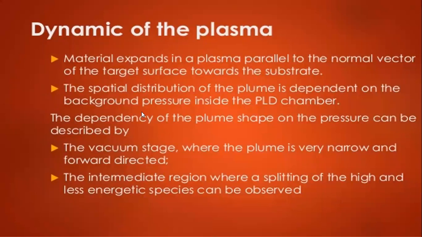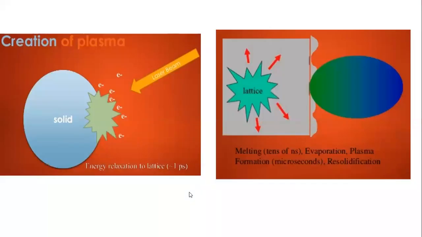So the dynamics of the plasma: material expands in the plasma parallel to the normal vector of the targeted surface towards the substrate side. How the plasma is created and what its role is, I have already covered. The spatial distribution of the plume is nothing but this one. This is the entire plume.